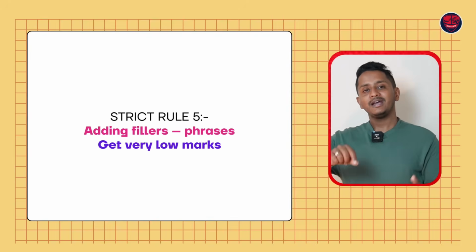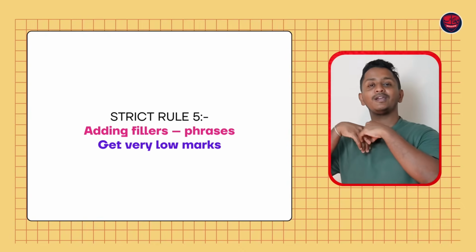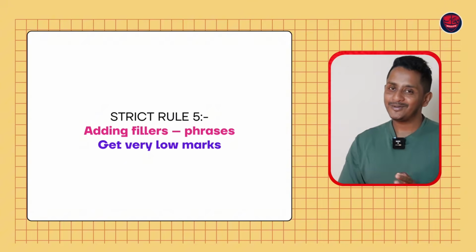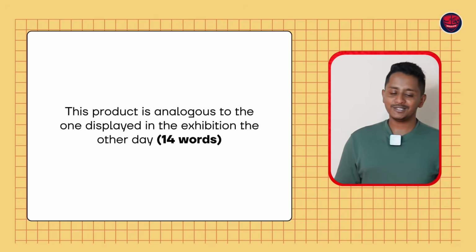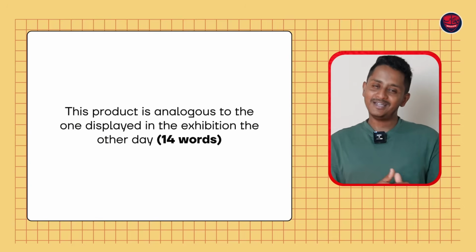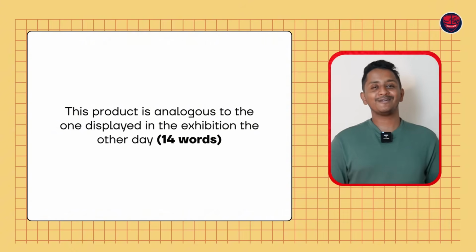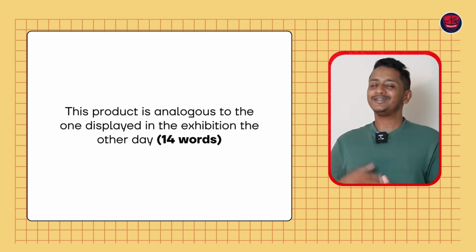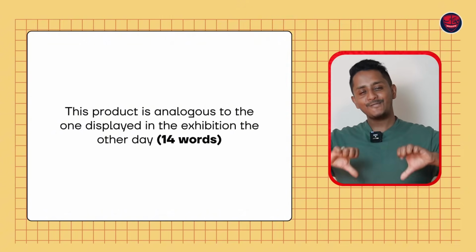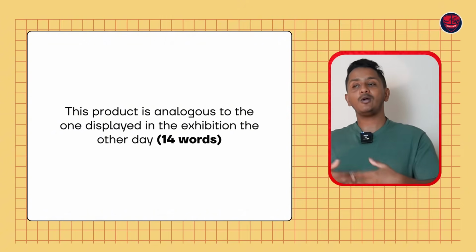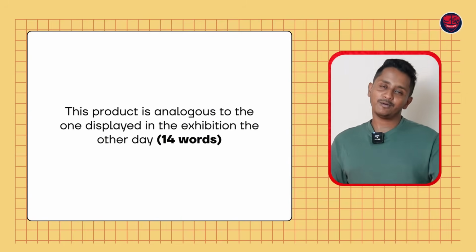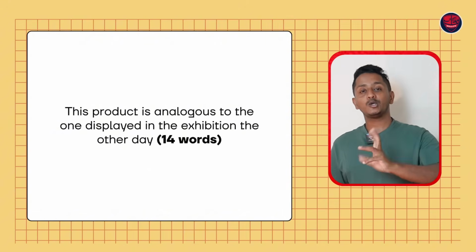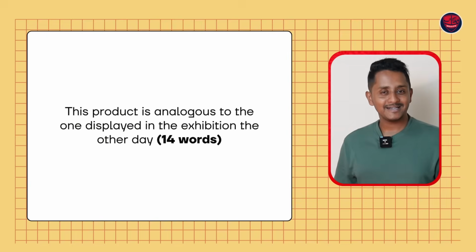The strict rule number 5, add fillers or phrases. Get very low scores. Again, instead of tricking the software, you end up getting tricked yourself. What is this filler? If this is the question, this product is analogous to the one displayed in the exhibition the other day, and you end up speaking, this product is analogous, I love you, I love you, I love you. This product is analogous, tomorrow is Monday, tomorrow is Monday, tomorrow is Monday. All this will trickle down your scores. Don't get tricked. You got to trick. Don't apply all these things. But let's say while speaking 1 or 2 words like to, in, on, additionally by mistake you added. Will that cause any problem? No problem.